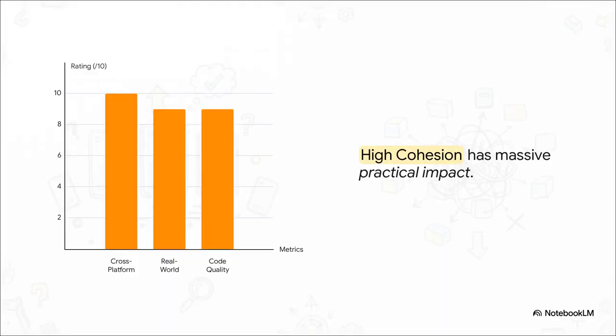When we rate the practical impact of this core concept, it is truly outstanding. Earning an overall A- grade or an 8.3 out of 10, High Cohesion has a 10 out of 10 for cross-platform relevance. It applies everywhere: class design, microservices, database modeling, you name it. And with a 9 out of 10 for real-world impact, it is the absolute primary defense against spaghetti code and compile time bottlenecks in large-scale applications. It ensures your classes remain small, easy to test, and perfectly safe to extend.